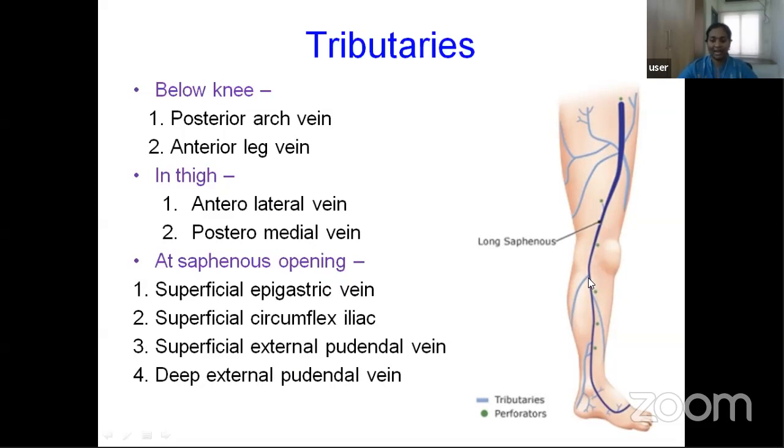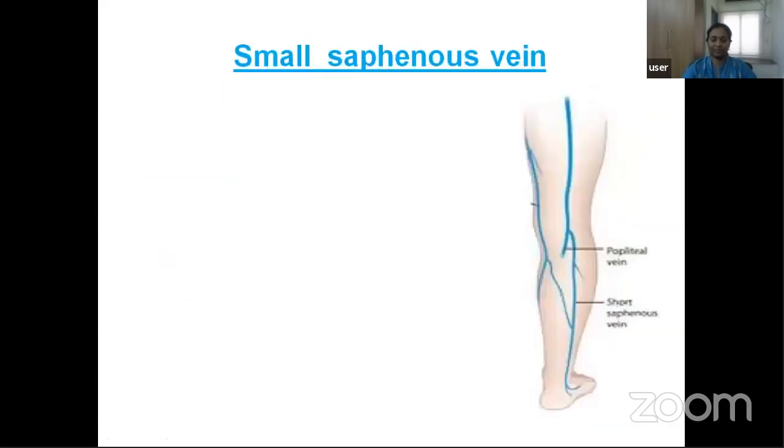So in the leg or below the knee, we have two: the posterior arch vein and the anterior leg vein. In the thigh, we have two, the anterolateral and the posteromedial. And just before piercing and opening into the femoral vein, it receives the four tributaries: the superficial epigastric, superficial circumflex iliac, the superficial external pudendal vein, and the deep external pudendal. So these are the tributaries we have for the great saphenous vein. Now coming to the next vein, the superficial vein, that is the small saphenous vein.